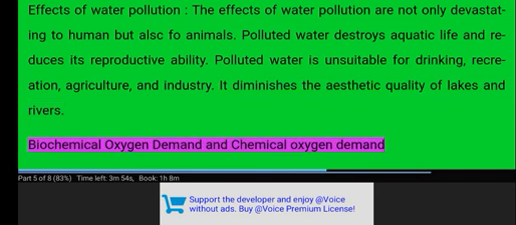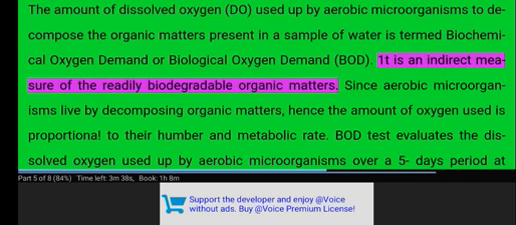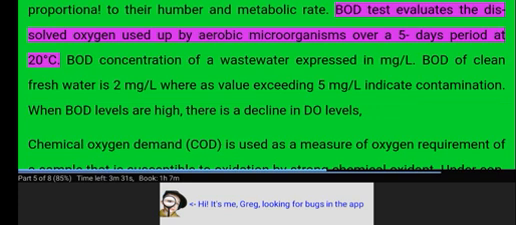Biochemical oxygen demand and chemical oxygen demand. The amount of dissolved oxygen used up by aerobic microorganisms to decompose the organic matter present in a sample of water is termed biochemical oxygen demand or biological oxygen demand (BOD). It is an indirect measure of the readily biodegradable organic matter. Since aerobic microorganisms live by decomposing organic matter, the amount of oxygen used is proportionate to their number and metabolic rate. The BOD test evaluates the dissolved oxygen used up by aerobic microorganisms over a 5 day period at 20 degrees Celsius. BOD concentration of a wastewater is expressed in milligrams per liter.